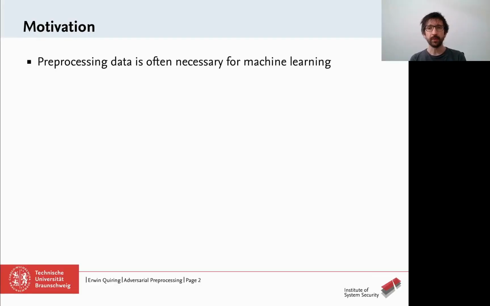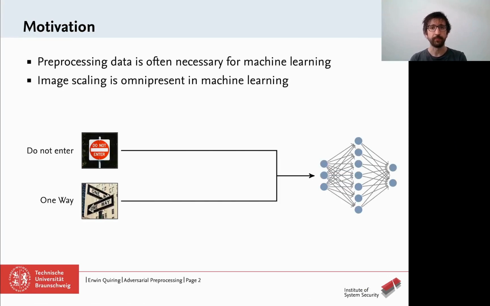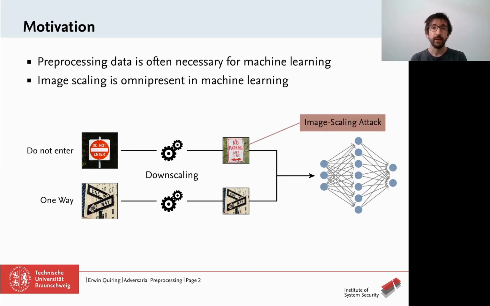So if we consider a typical machine learning pipeline, usually we need to pre-process data for machine learning. In computer vision, we cannot pass an image directly to a learning method, for example, a neural network, as learning methods typically expect fixed size inputs that are even relatively small, for example, around 300 pixels in each dimension for the state-of-the-art model Inception v3. So we need to scale images, and normally we would expect that the downscaled image corresponds to the input image, like for the one-way sign here.